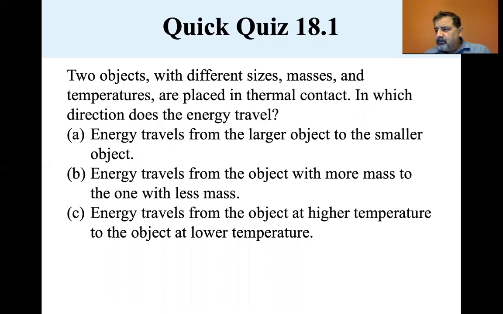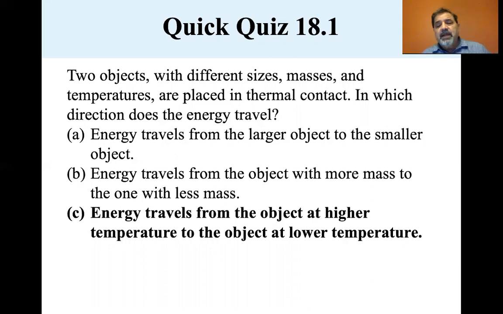Okay, let's look at this quick quiz. Two objects with different sizes, masses, and temperatures are placed in thermal contact. In which direction does the energy travel? Well, I've just been giving you that. Energy travels from the larger object to the smaller object. Energy travels from the object with more mass to the one with less mass. Energy travels from the object at higher temperature to the object at lower temperature? Well, obviously, from what I've just been saying, it's C. Energy travels from the object at higher temperature to the object at lower temperature.